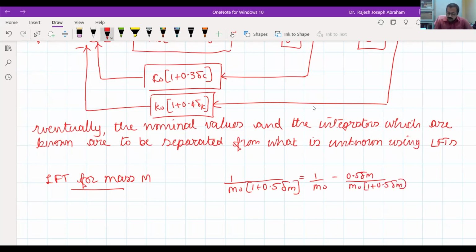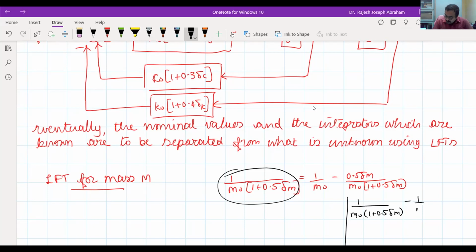How do I get this? Because I know this is my perturbed family, the perturbed mass plant. 1 by m naught is the nominal mass. So what will be the difference? Subtract this from this. 1 by m naught into 1 plus 0.5 delta m minus 1 by m naught. Just take the LCM and simplify. You will get 0.5 delta m whole divided by m naught into 1 plus 0.5 delta m. That is how I am getting this.